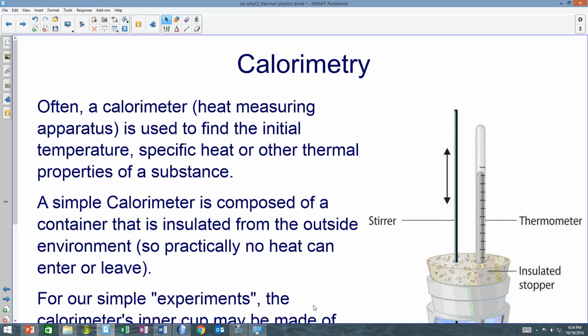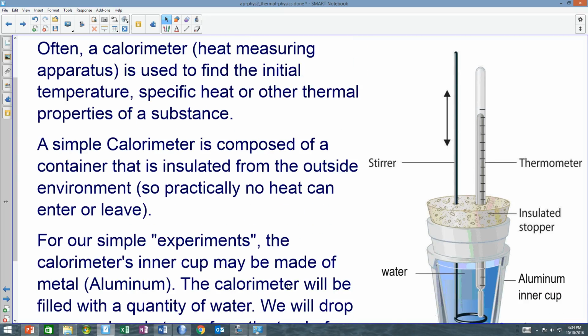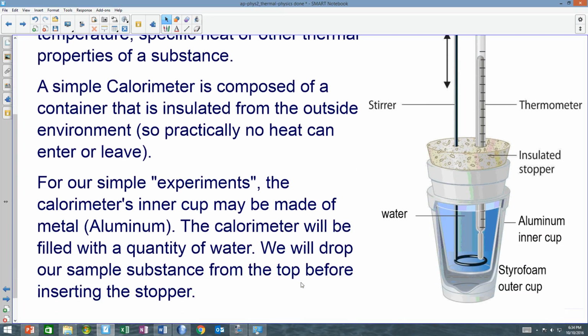So let's talk about calorimetry. Often a calorimeter, which is a heat measuring device, is used to find the initial temperature, the specific heat, or other thermal properties of a substance. A simple calorimeter is composed of a container that is insulated from the outside environment, so no heat or very little heat can enter or leave the system.